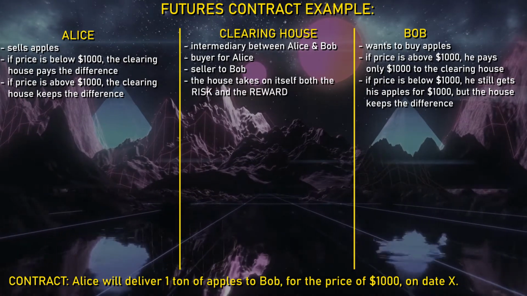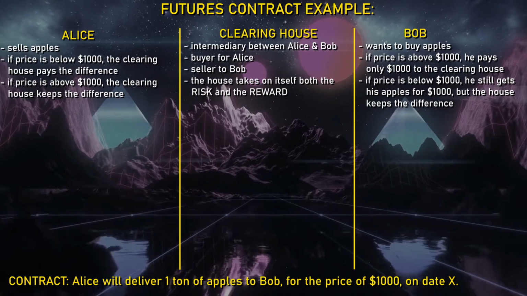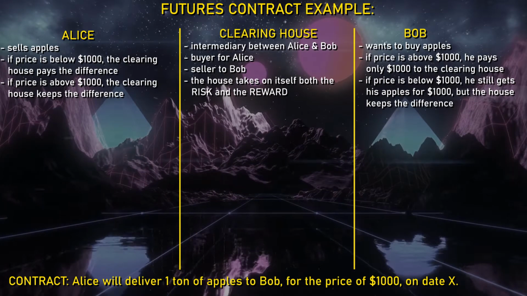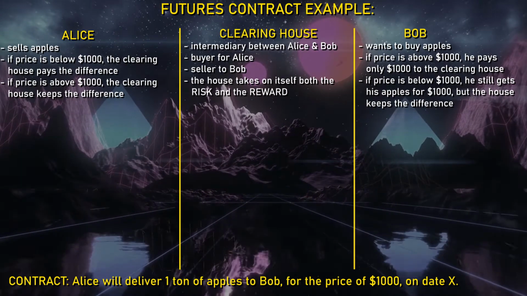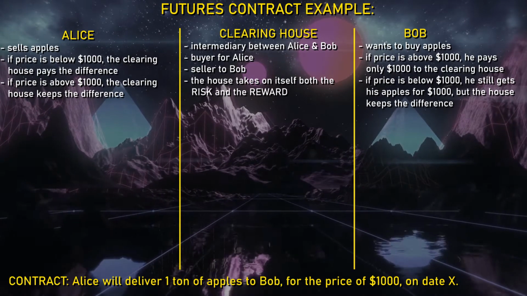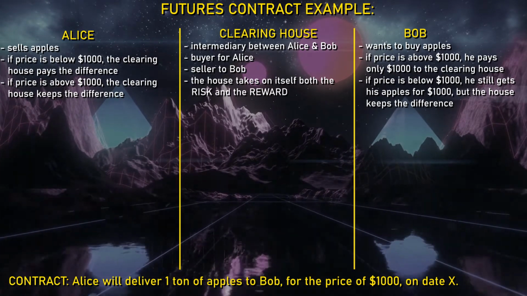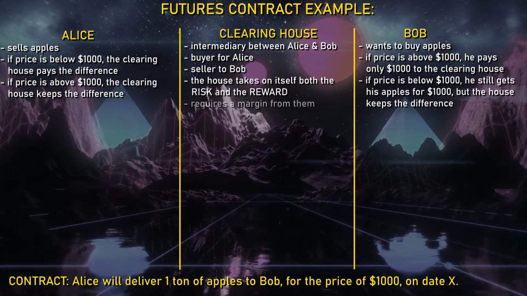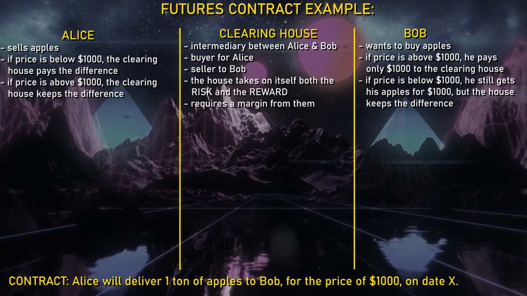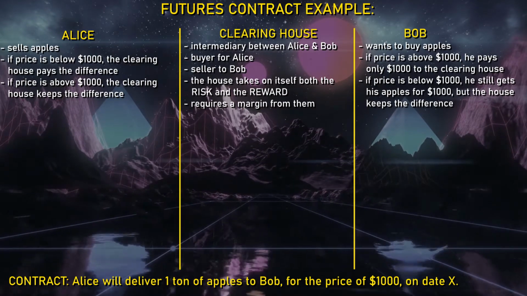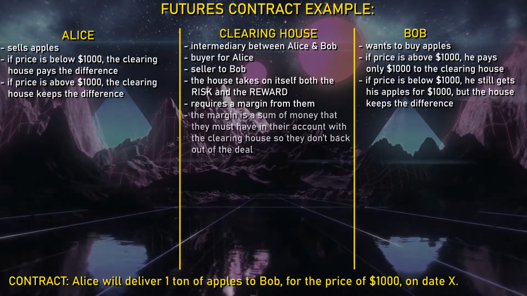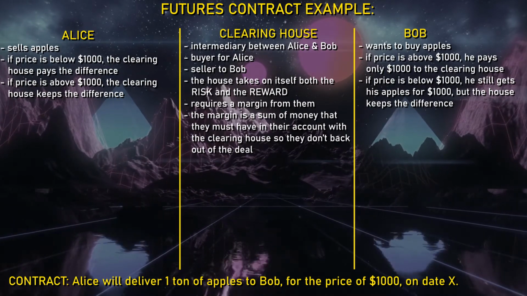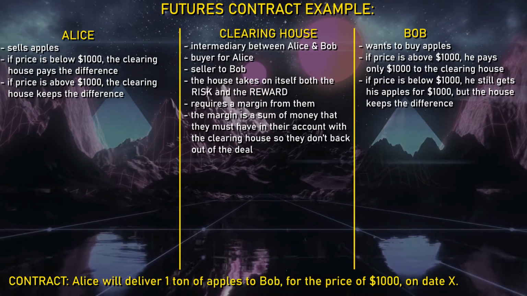Of course, this only solves the problem of trust between Alice and Bob. It only guarantees that both Alice and Bob can transact with each other because there's no counterparty risk between them. It doesn't solve the problem of either Alice or Bob backing out of the transaction. To solve this, the clearinghouse also requires a margin from Alice and Bob to guarantee that they will fulfill their contractual duties. This is a sum of money that they must have in their account with the clearinghouse. The amount varies depending on the market price of the asset that is traded.